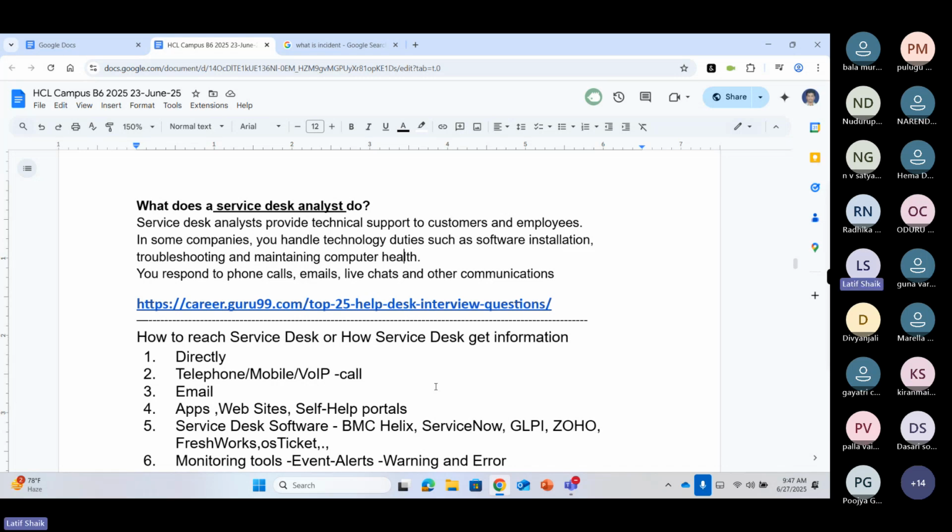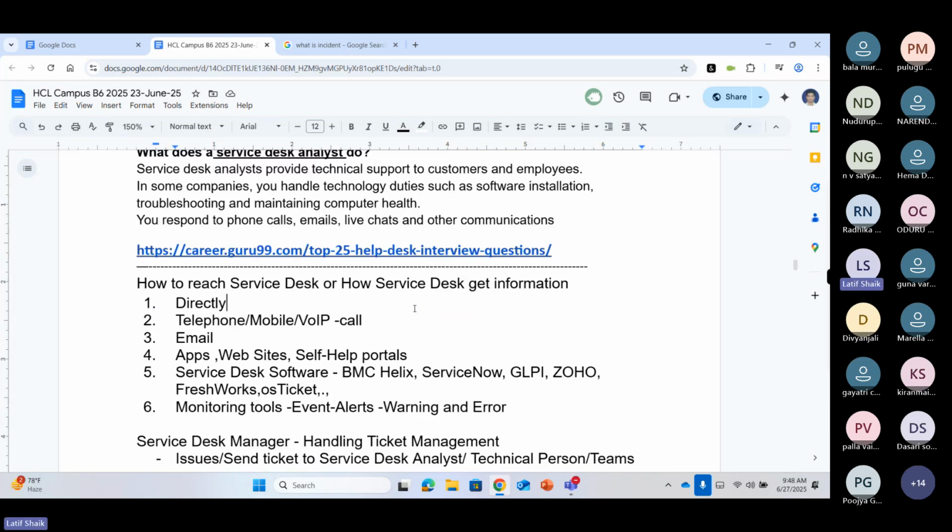So it depends what technology duty you will do. It depends upon once you are going inside, but it's a common statement. Next, you respond to the phone calls. You will communicate to the customers using telephone calls, emails, live chats, and other communication channels also. This is what a service desk analyst will do.